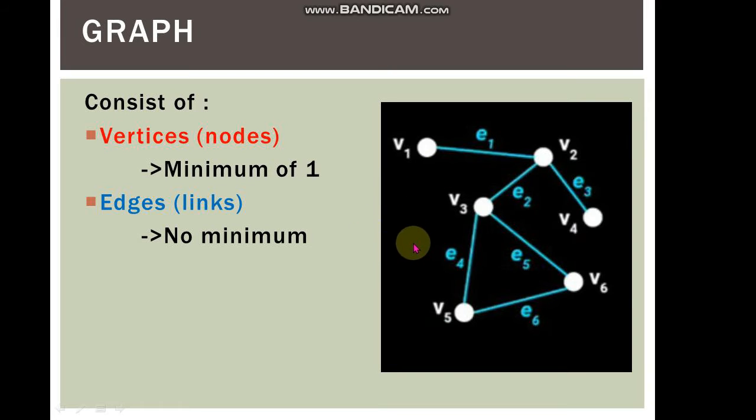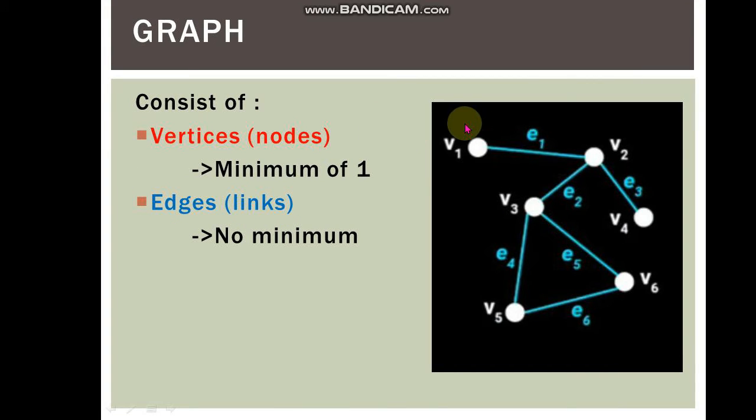So as long as there is one vertex, it can be considered a graph. That means there can be just one vertex without any edges. There is no minimum number of edges. However, there needs to be at least one vertex.